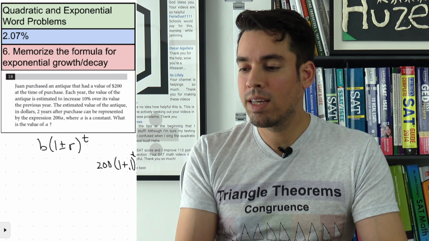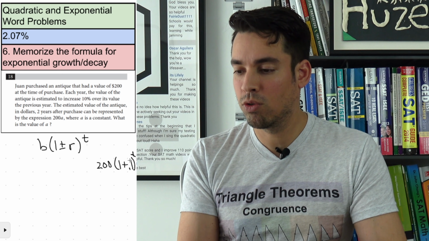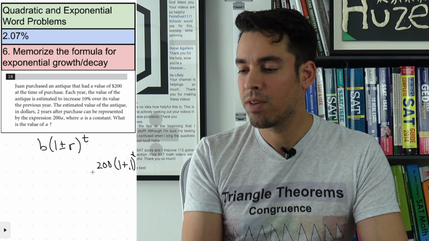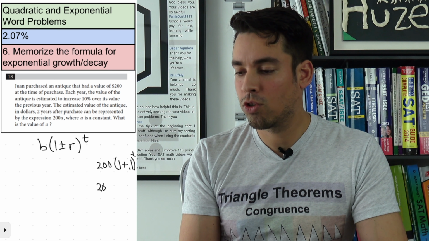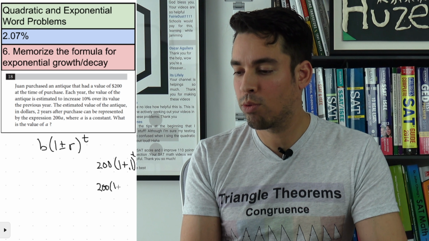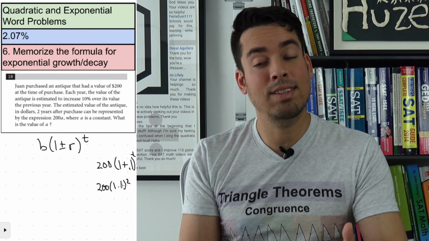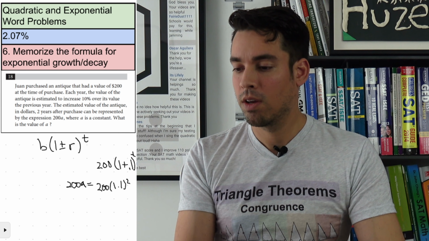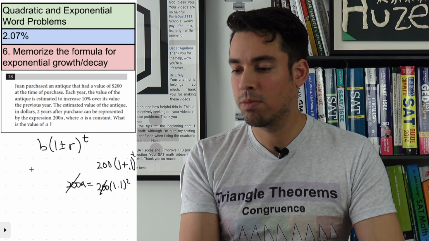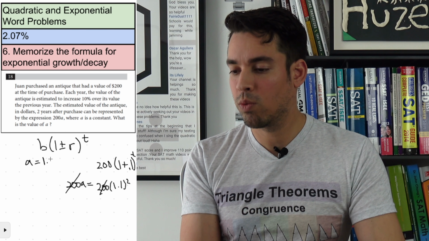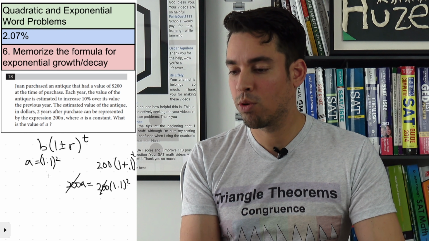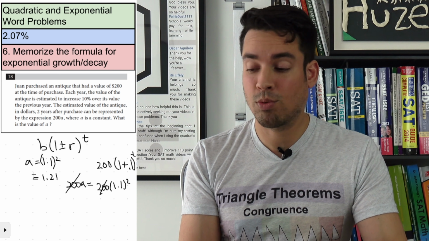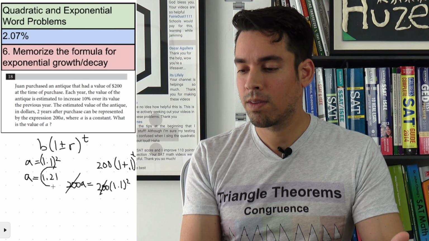And they said the estimated value of the antique 2 years after purchase, where t would be 2, can be represented by the expression 200a, where a is a constant. What is the value of a? Now we just finalize this expression. 200 times 1 plus 0.1 is 1.1 squared, because it's 2 years, equals 200a, and then we solve for a. So I'm going to divide both sides by 200, boom. a equals 1.1 squared, and 1.1 squared is, of course, 1.21, which is the same as 11 squared is 121, right? So it's 1.21, and that's it.